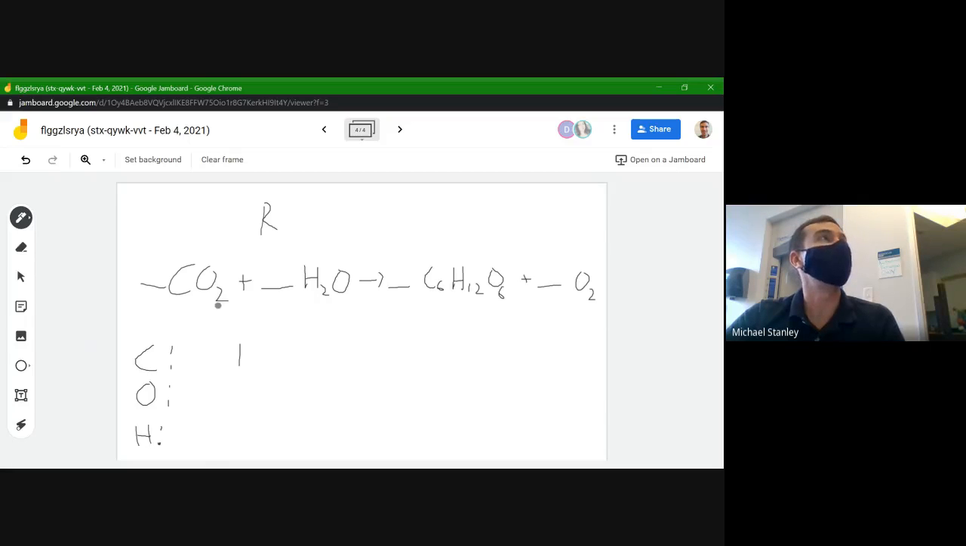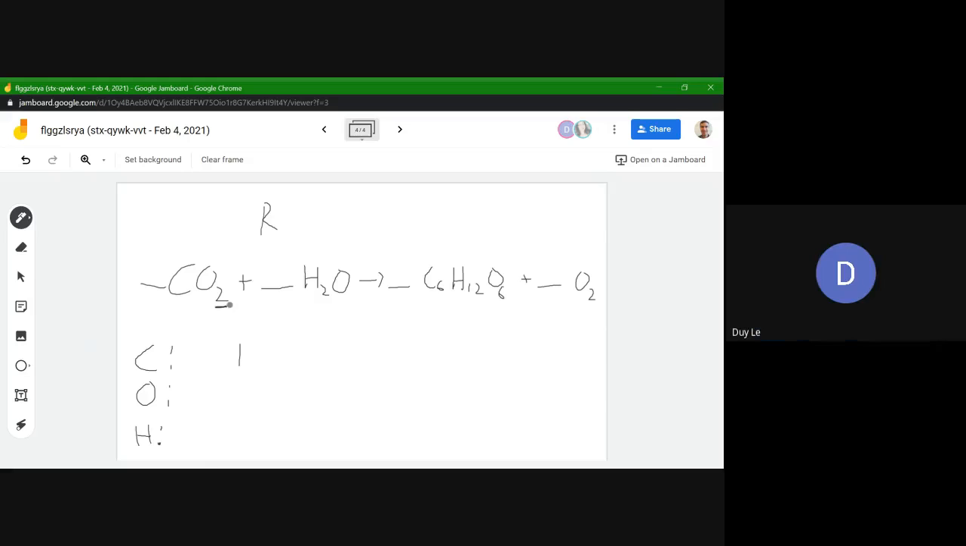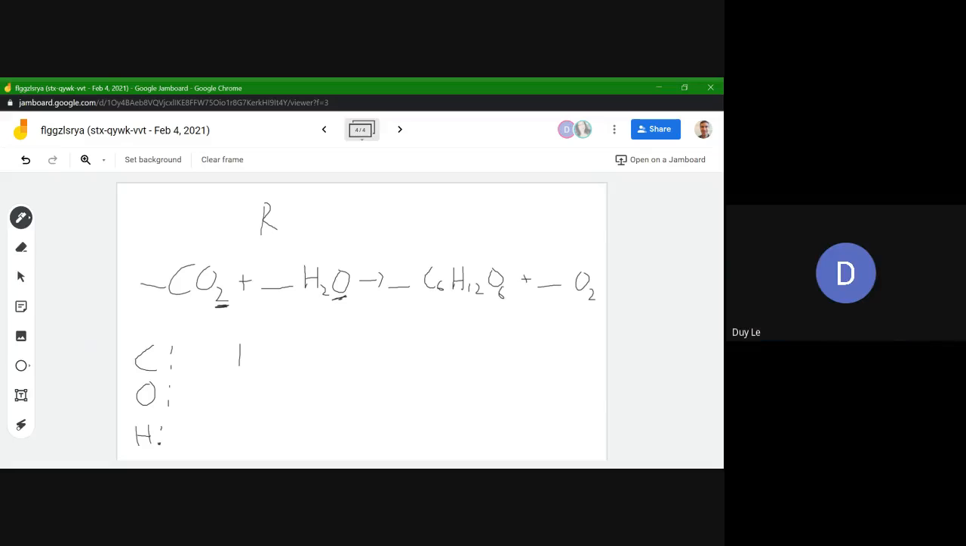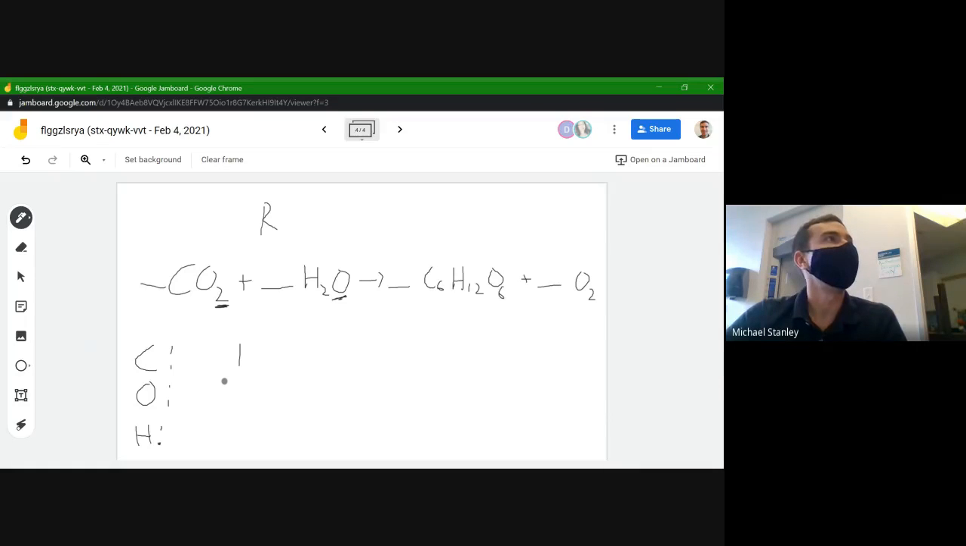Close. We have 2 O's right here and 1 O on H2O. So how many total O's do we have? 3. 3, exactly. So when you get some larger chemical equations, this will happen. They'll be the same atom in different places, but you have to count it all together.